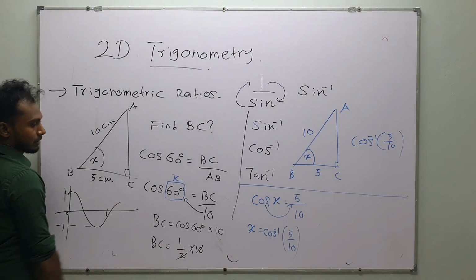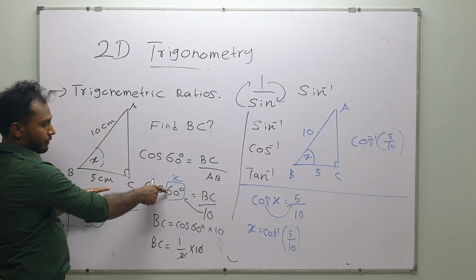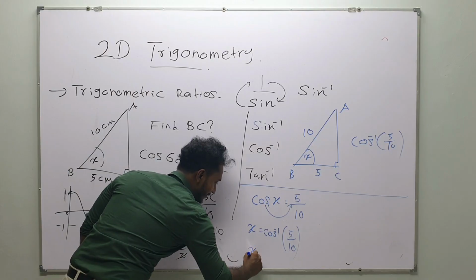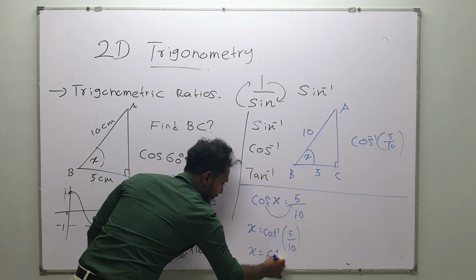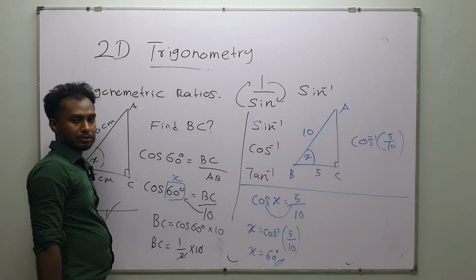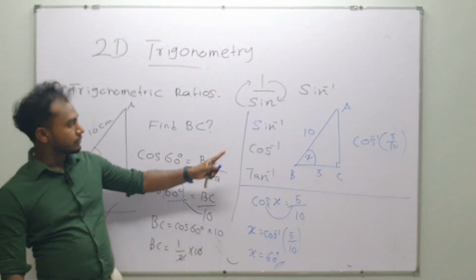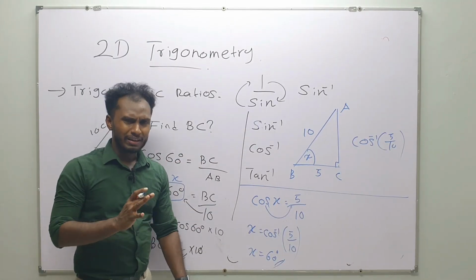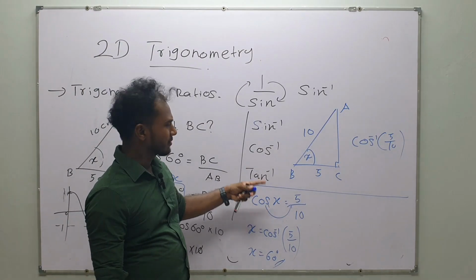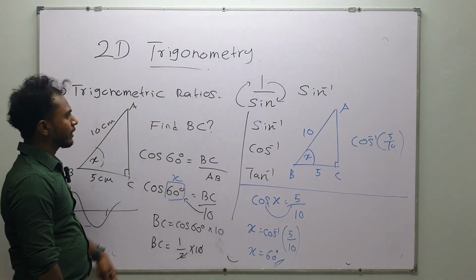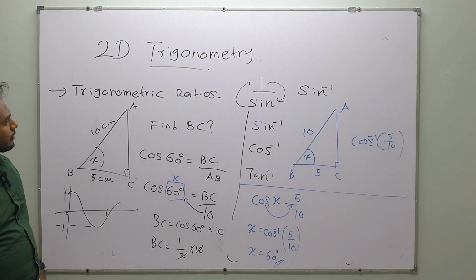You get the 60, because this is nothing but 60. Okay, so you get x equals 60 degrees. So this is how the inverse functions work. I took the cos as the example, but for the sine, tan, everything you will get the same thing. So this is what inverse means, nothing else. All right, I hope you can understand that one.